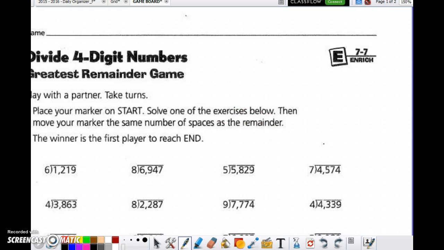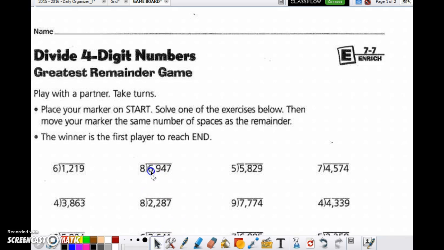This is the game that you're going to be playing. It's dividing a 4-digit number, and the game is called the Greatest Remainder Game. You're going to play with one other partner. You will take turns. You'll place your marker on the start box, and you will solve one of the exercises below. You do not need to go in order. Then, move your marker the same number of spaces as the remainder. So for example, if you have remainder 6, then you skip ahead by 6. The winner is the first player to reach the end.